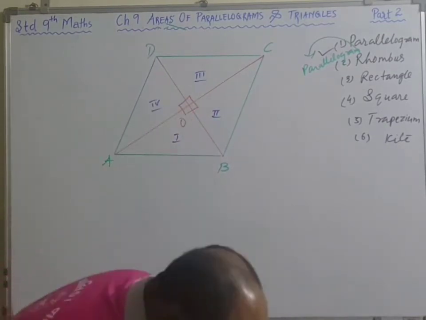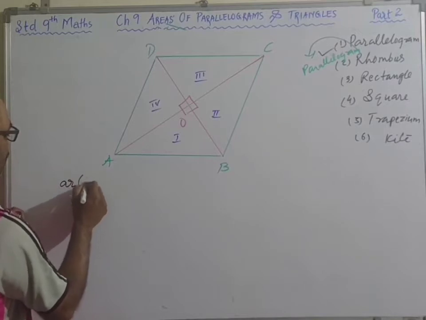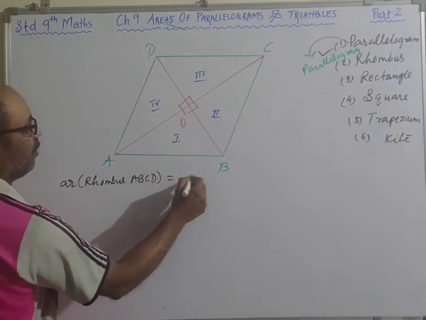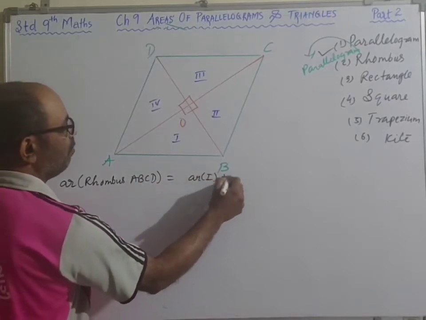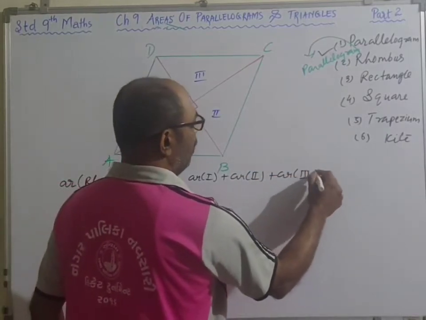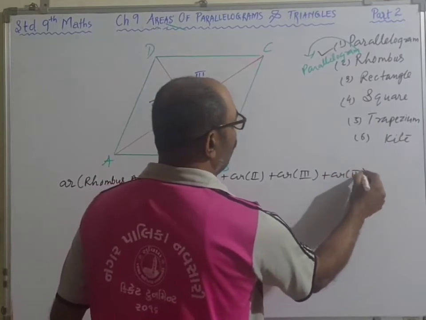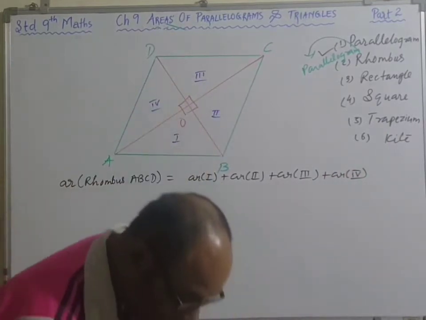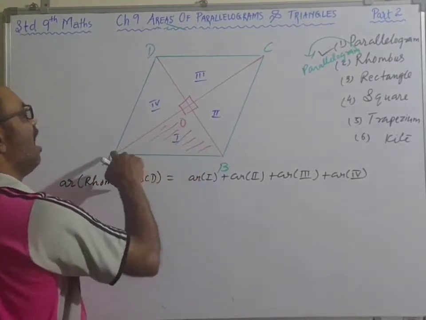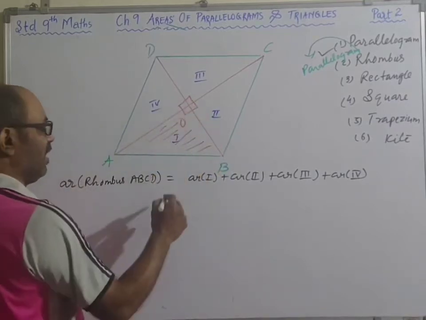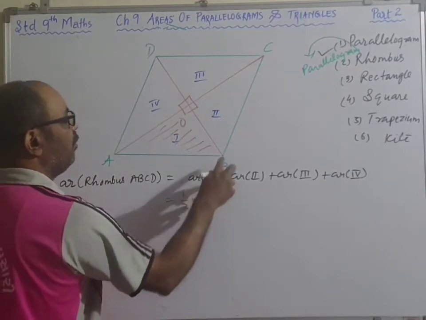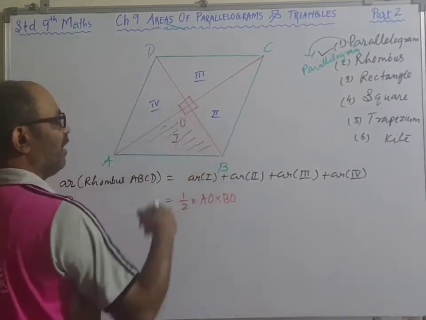So I can say area of rhombus ABCD is equal to area of part 1 plus area of part 2 plus area of part 3 plus area of part 4. Alright, children? Now if you look at part 1, children, it's a right triangle. So half into the product of two sides forming right angle. So area of part 1 is half into AO into BO. These are the two sides forming right angle.